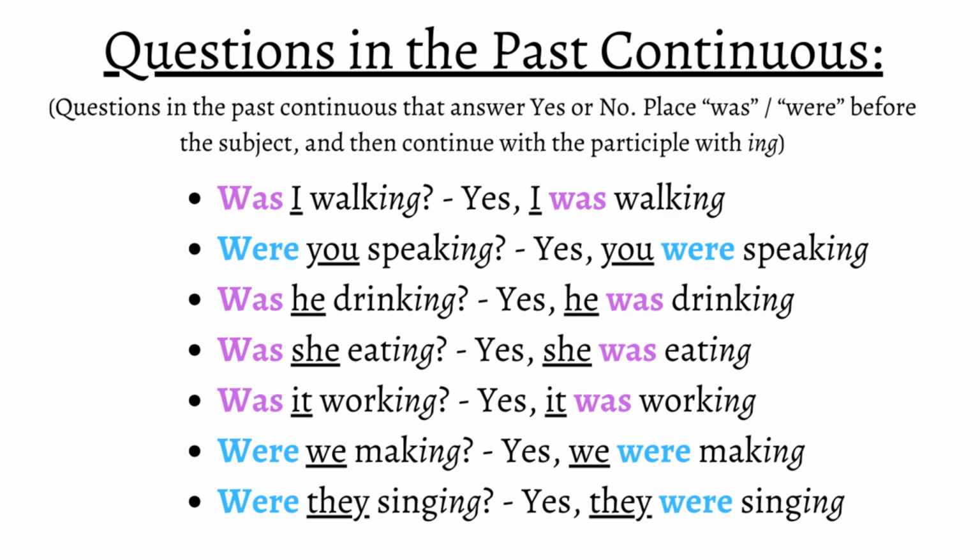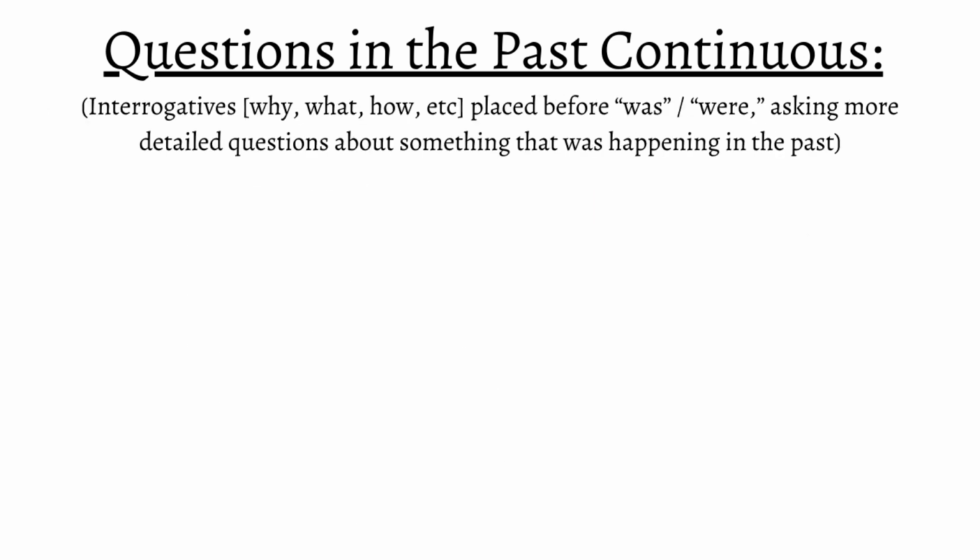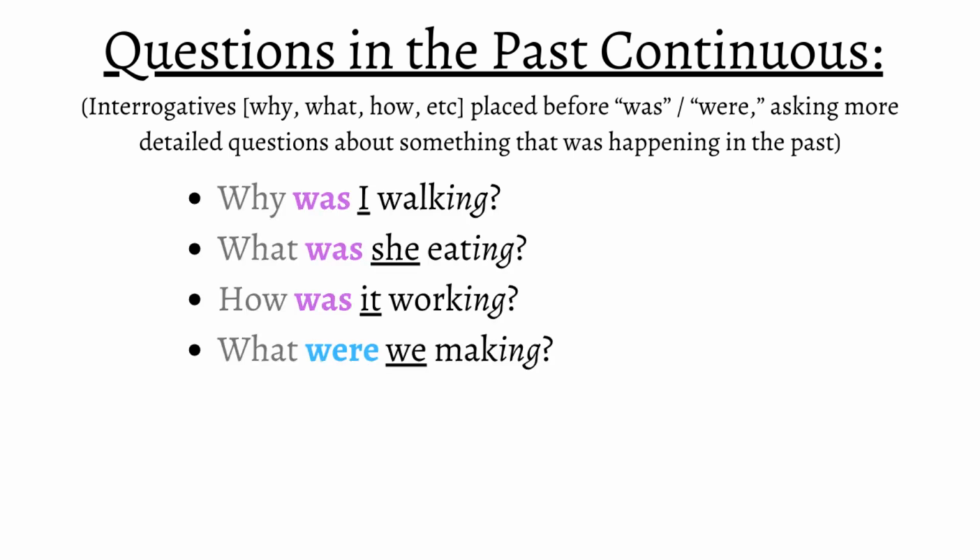All of these questions can be answered by yes or no, and their answers will change the word order. Additionally, we can add interrogatives like why, what, and how before was or were to ask more detailed questions about something that was happening in the past. Why was I walking? What was she eating? How was it working? What were we making? You can try answering these questions in any way you want. Anyhow, this is how irregular past verb conjugation and the past continuous work in English.